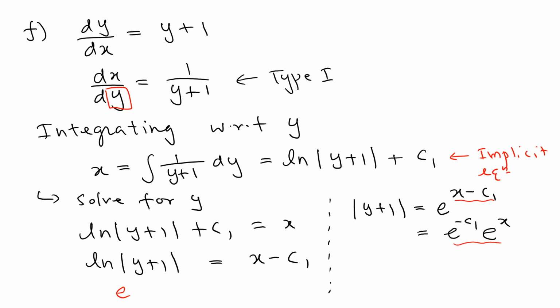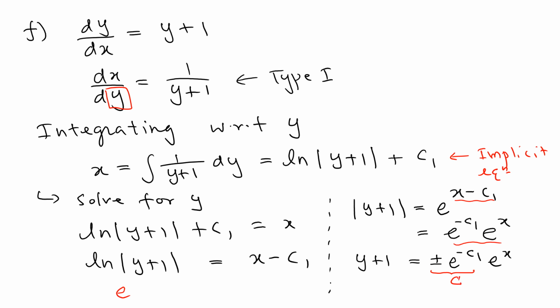Now the next step is to remove the absolute sign. When you remove the absolute sign from y plus 1, you get plus or minus, because we don't know whether it was a plus or a minus. So it may be plus or minus e to the negative c1 e to the x. Now, just to make the algebra simple, this whole expression I'm going to give a different letter. You can just call this whole expression c.